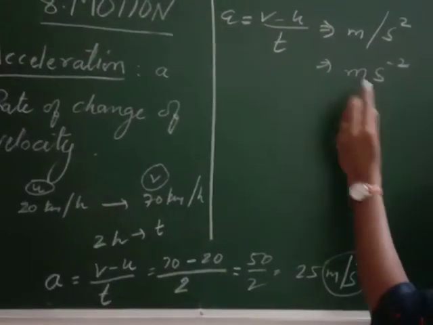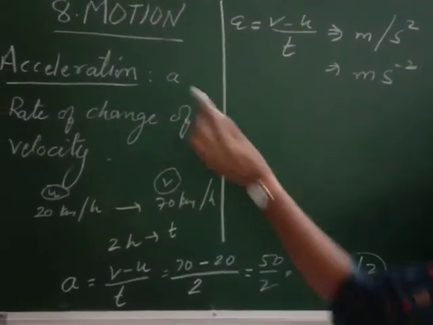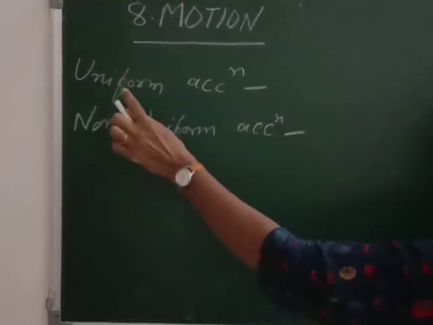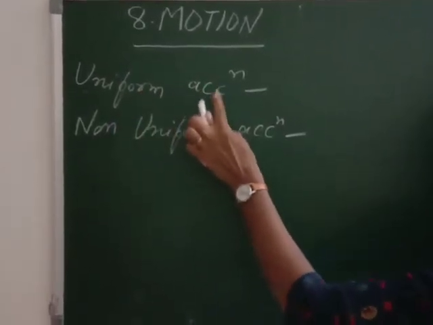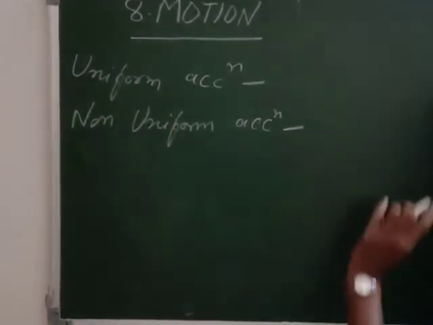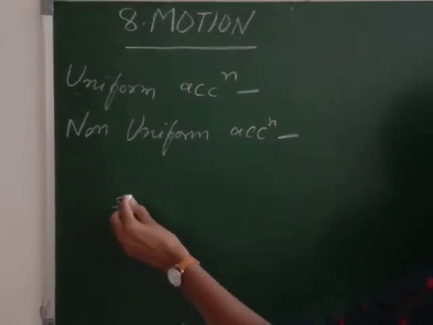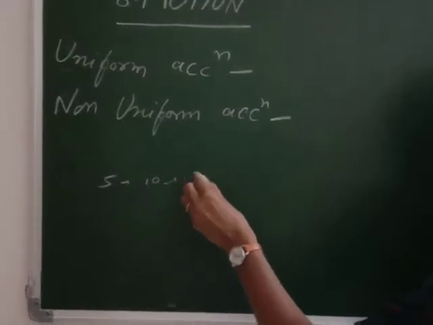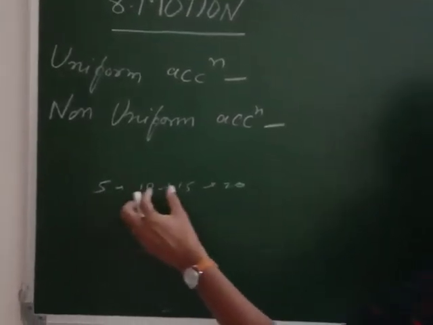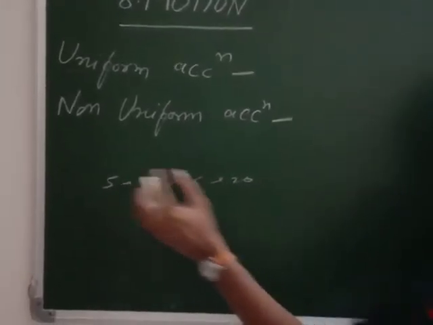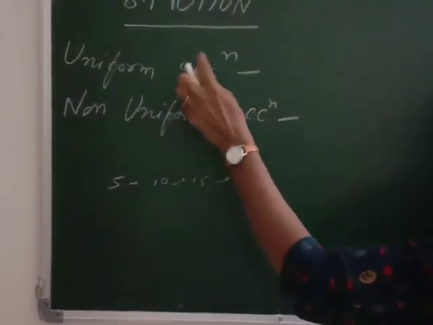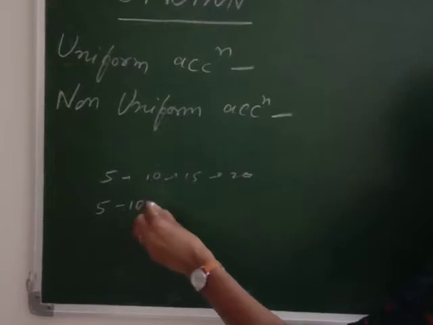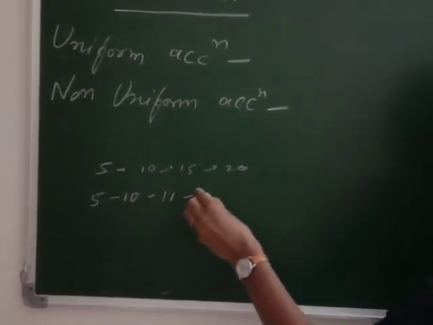Now let us do the questions related to the topic acceleration. First of all, let us understand what is uniform acceleration and what is non-uniform acceleration. Suppose you are going by 5, then your velocity becomes 10, then 15, then 20. So it is increasing by a particular amount. Then it is called uniform acceleration.